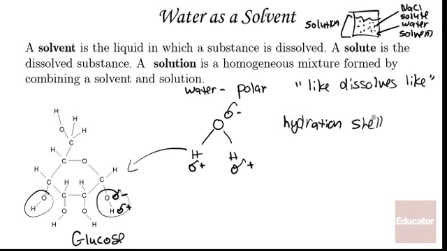This hydration shell is going to separate out the molecules in the solute. So let's say I dissolve glucose in water. I just drop a lump of glucose into water. These water molecules are going to be attracted to the glucose, and eventually it's going to separate out the glucose molecules from each other, and these are going to disperse until they're evenly distributed throughout the water.